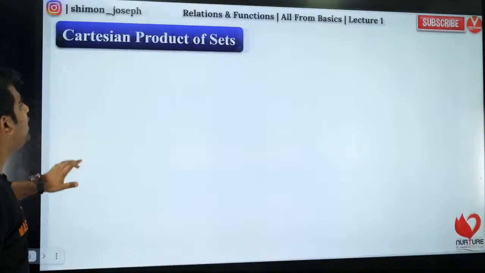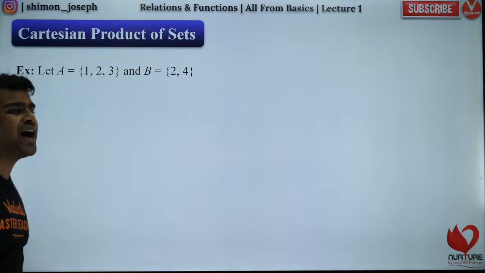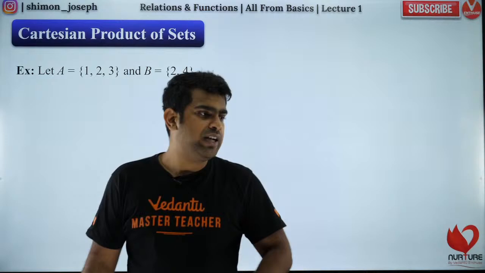Let's try to take some questions. Okay. So can you do this? Find the Cartesian product A cross B and B cross A. Both. Let's see who is doing it. And if you fear it, please tell me what is your doubt. I will help you.